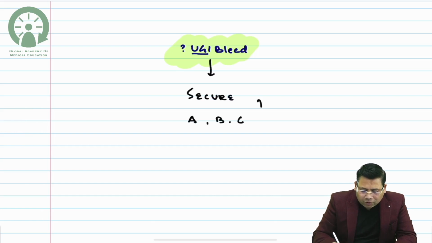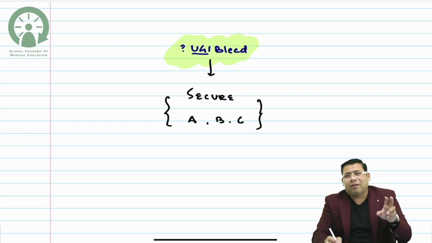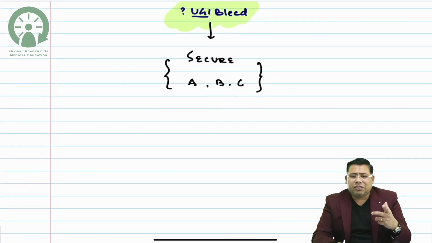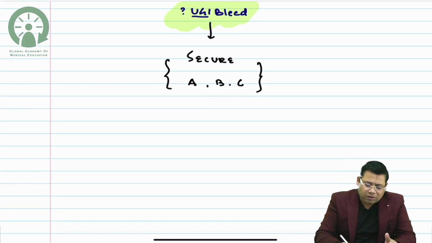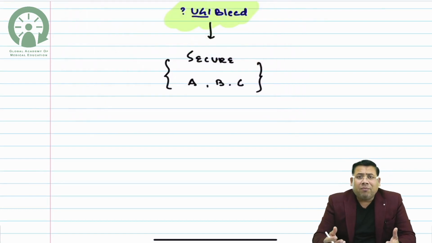Why do you need to secure A, B and C? A is for airway, B is for breathing, C is for circulation. Now this is very important. What is the concept of this airway, breathing and circulation part? Let us try to understand. This is very important.